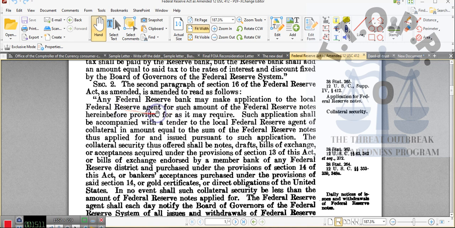So, Federal Reserve agent for such amount of Federal Reserve notes, plural. Give me one second. Just telling them, okay, fine, because we've been going back and forth with texting, and I really don't like the texting thing. I keep telling people, call me. Anyway, let's get this done.